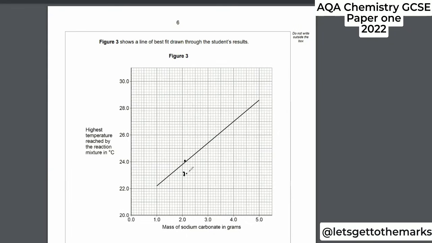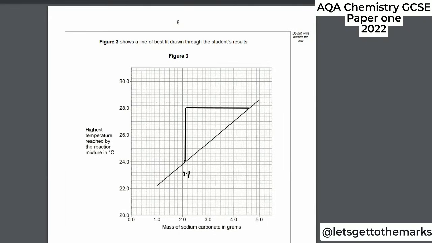So that's 2.1. And now what we can do is go up and across, where it will be nice and easy as well. So I'm going to draw a little box going up like this, up to this line, and then across. Why am I doing that? Because it makes this one nice and easy.